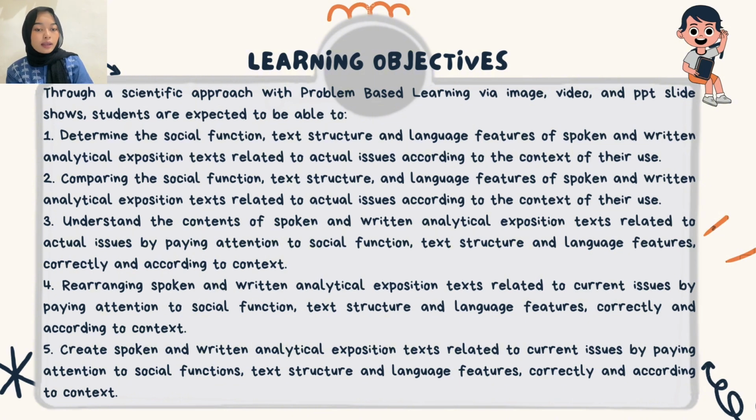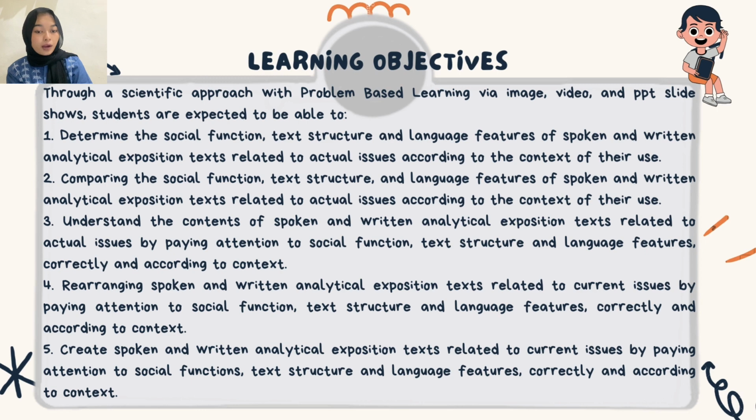3. Understand the contents of spoken and written analytical exposition text related to actual issues by paying attention to social function, text structure, and language features correctly and according to context. 4. Rearranging spoken and written analytical exposition text related to the current issues by paying attention to social function, text structure, and language features correctly and according to context.